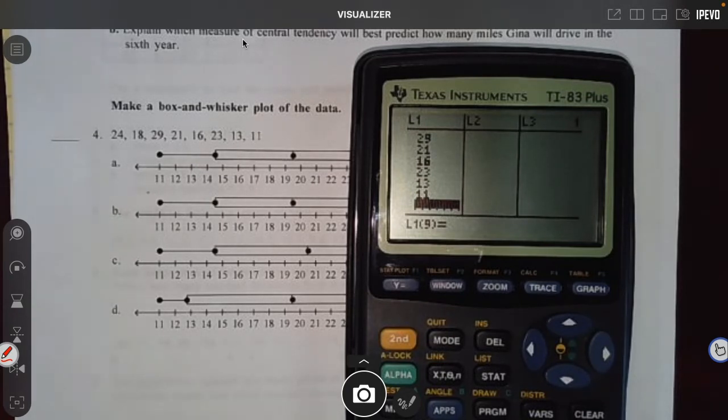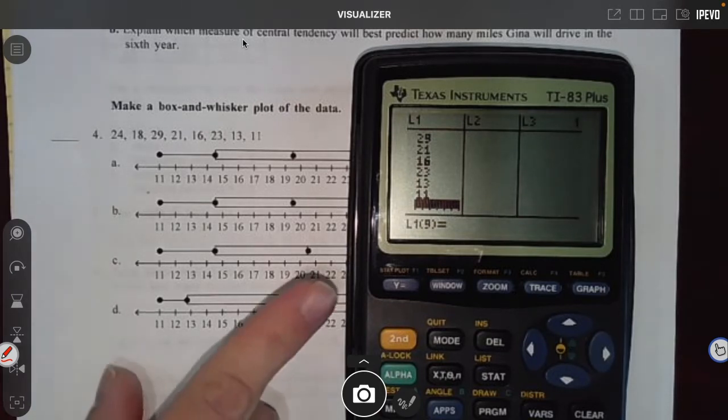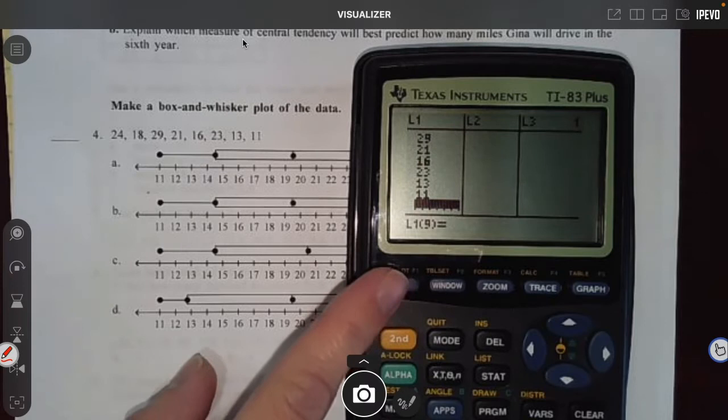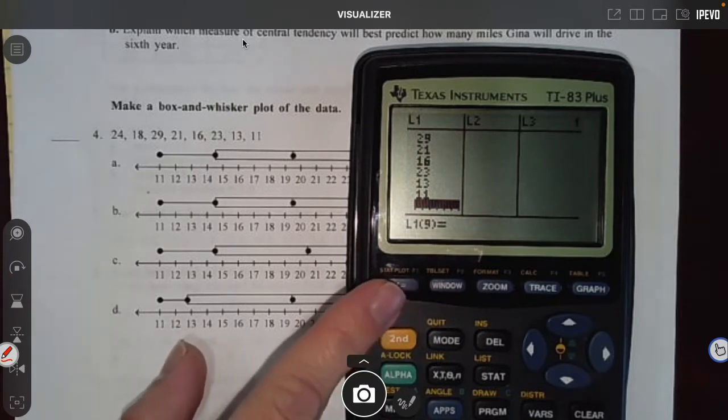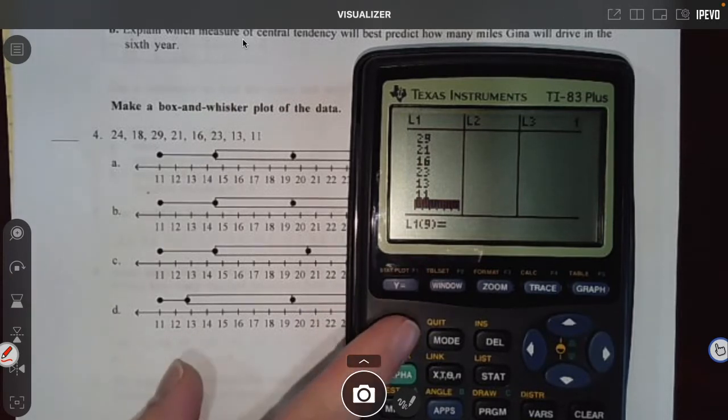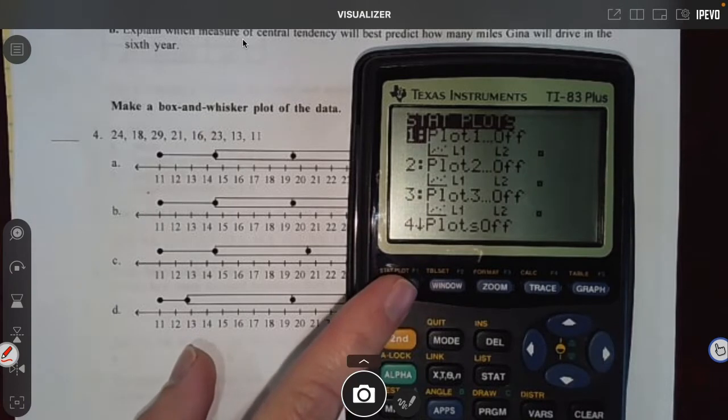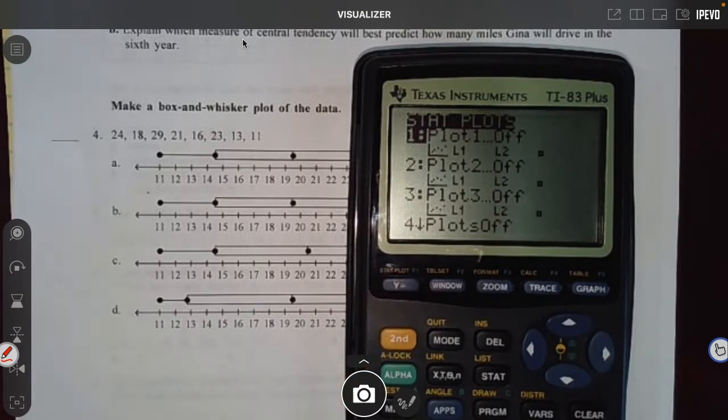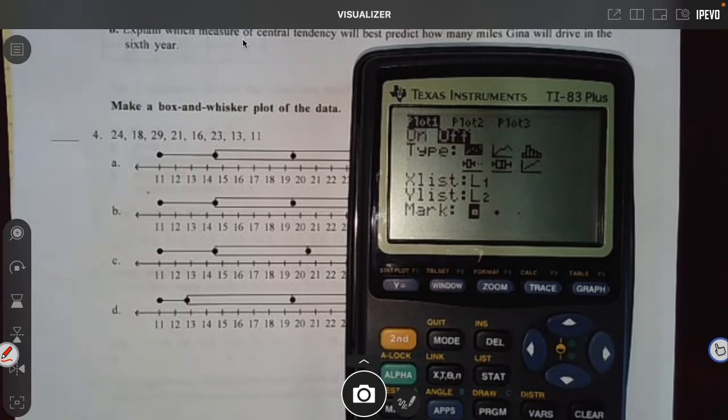All right, now we want a box and whisker plot. So do y'all see this stat plot? So that's when we're going to plot the statistics. So I'm going to press second y equals. And they have them off, which is good. We always want them off, but now we need to use them. And use the first one too, because that's what we've been doing in here. So press enter, yeah.